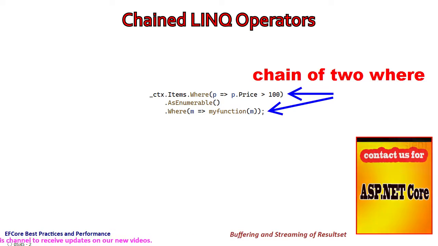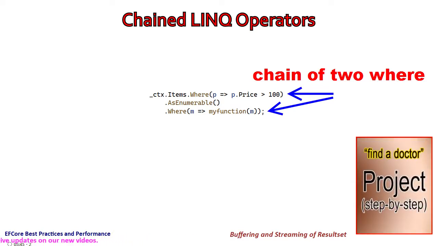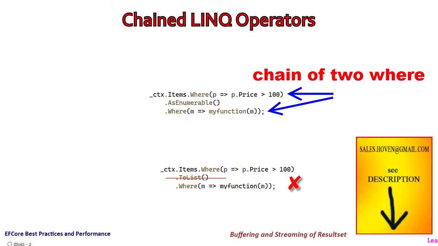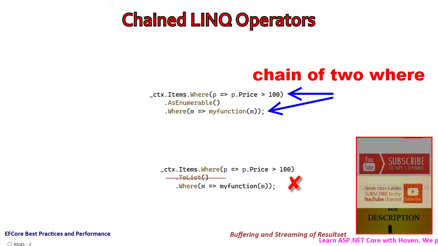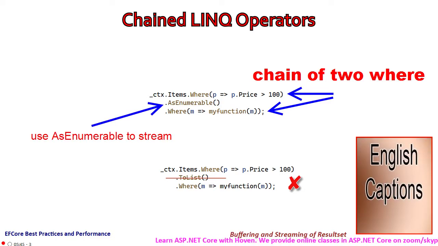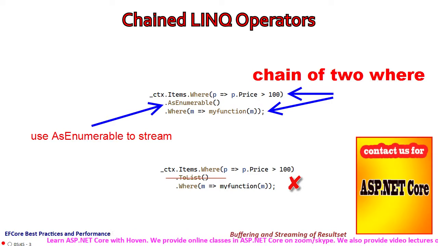There might be a memory overhead if we extract all the results of the first Where operator into a list and then call the next operator on the list so obtained. So it might in fact be optimal if we use AsEnumerable to first obtain a stream and then call myFunction one by one. So these are the subtle things that you can keep in mind.